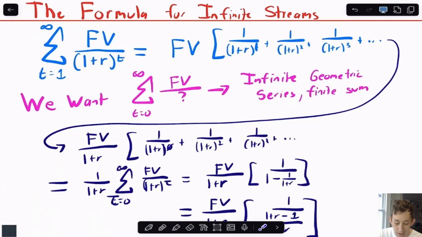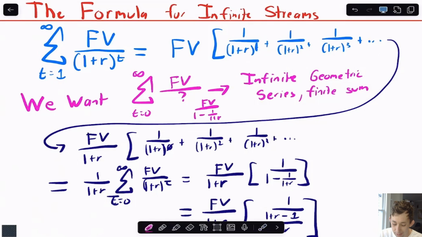And what we really want is for this thing to start at 0, because if we have an infinite sum that starts at 0, we know that's an infinite geometric sum. And the sum of an infinite geometric sum where the common factor, 1 over 1 plus r, is less than 1, well, that's easy. That's just going to be future value over 1 minus 1 over 1 plus r. So that's what we're going to use.